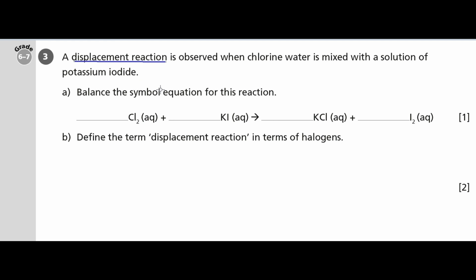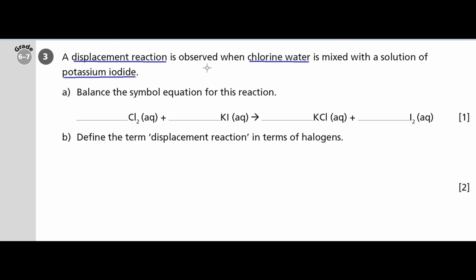Remember, a displacement reaction is when a more reactive element takes the place of a less reactive element in its compound. And this particular reaction is happening between chlorine water, which is a reactant, mixed with a solution of potassium iodide. Potassium iodide is the other reactant. So this is a displacement reaction where the more reactive chlorine takes the place of the less reactive iodine in the compound that contains iodine, potassium iodide.